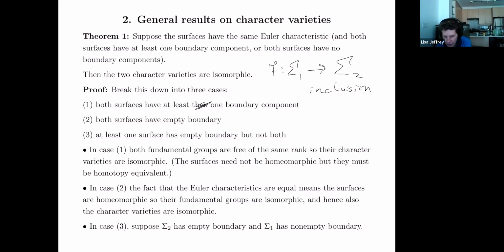So in the first case, both fundamental groups are free groups and they have the same rank, so the character varieties are isomorphic. Surfaces don't need to be homeomorphic, but they must be homotopy equivalent. In the second case, the fact that the Euler characteristics are equal means that the surfaces are homeomorphic, so the fundamental groups are isomorphic. And so also the character varieties are isomorphic.